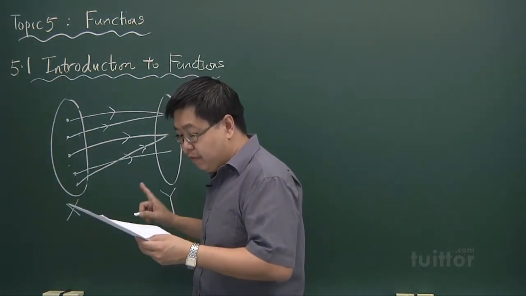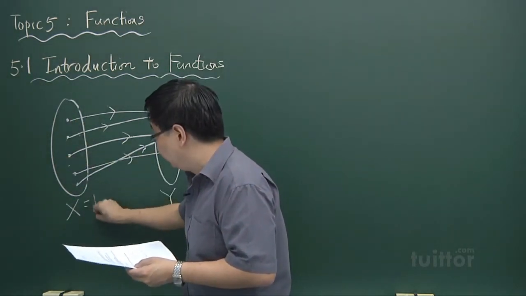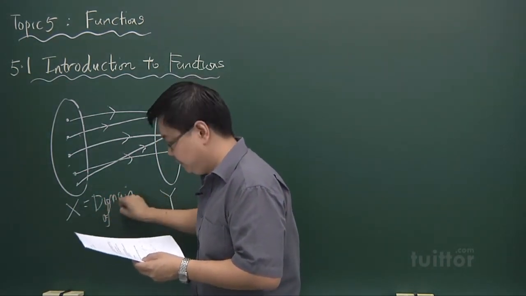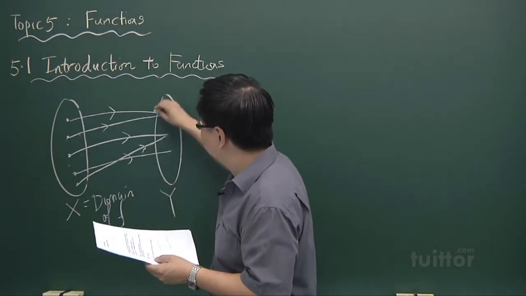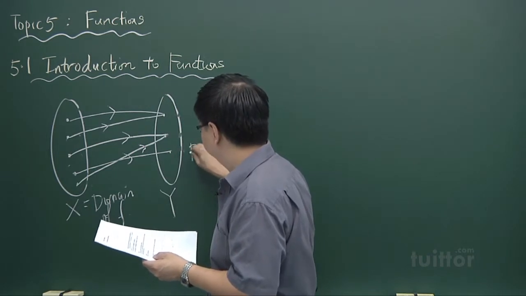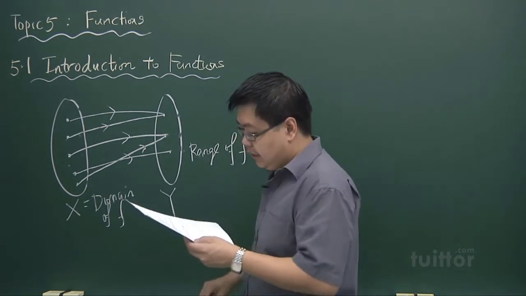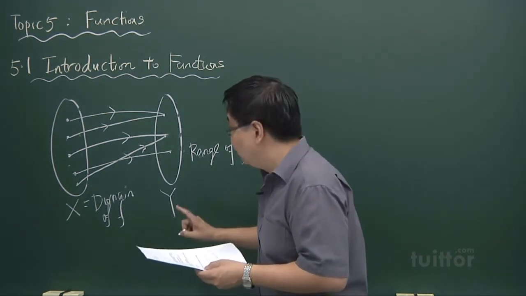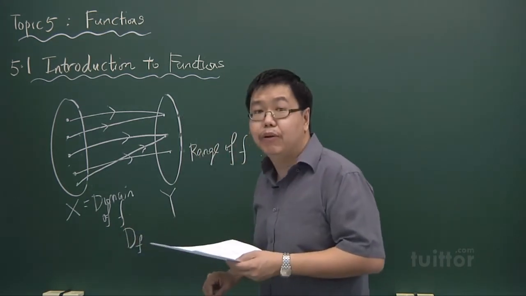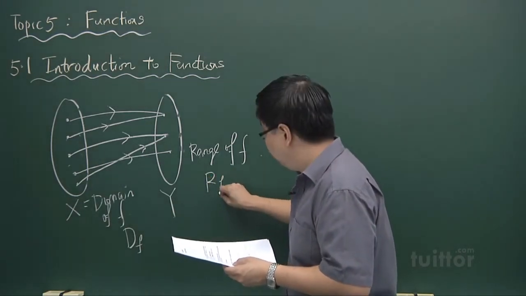And the set of x values in this set X is called the domain of the function. And all those y values that are mapped into the set Y, we call the range of the function. The domain of the function is denoted by D_f. This is what we call the domain of the function. And the range of the function is denoted by R_f.